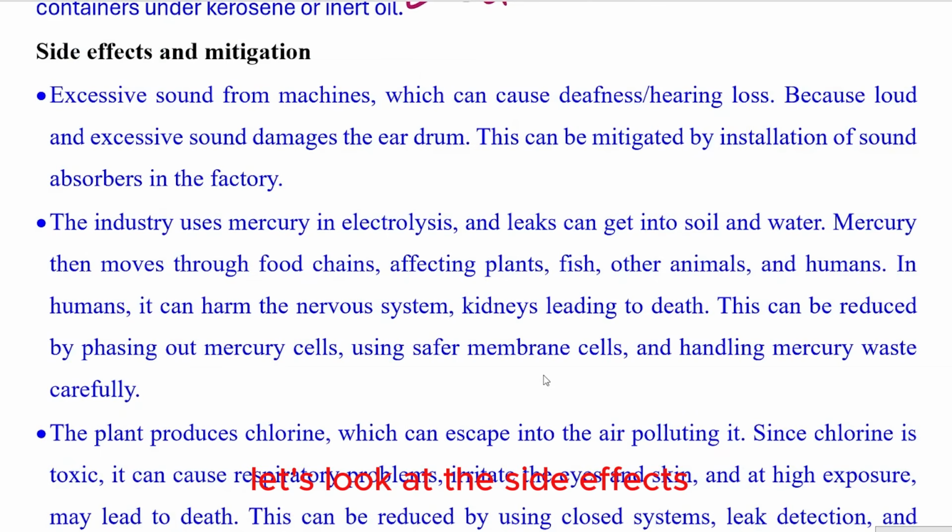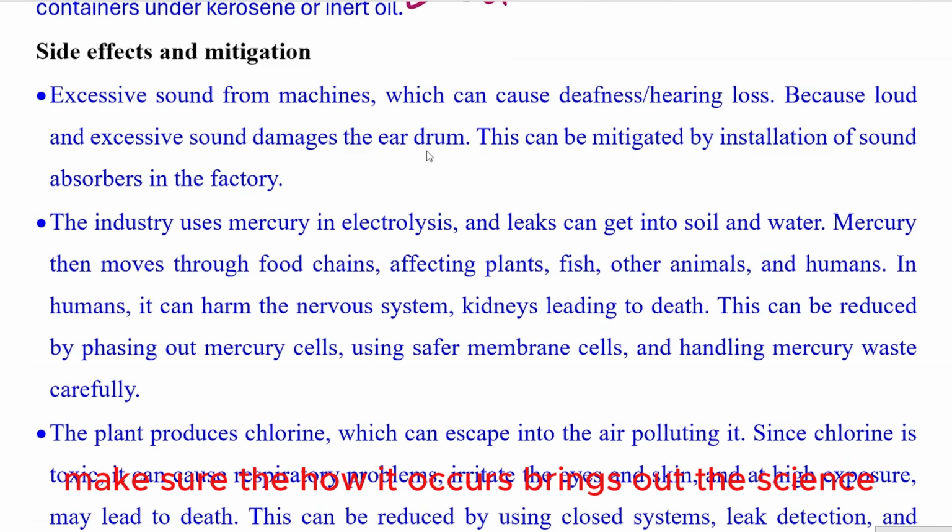Let's look at the side effects. Now we only need one side effect here. We state the side effect, the explanation of how it occurs, and its mitigation. Make sure the how it occurs brings out the science.